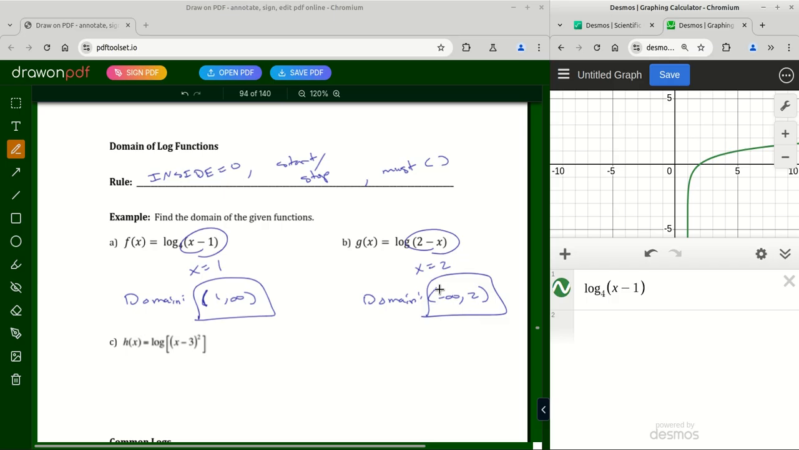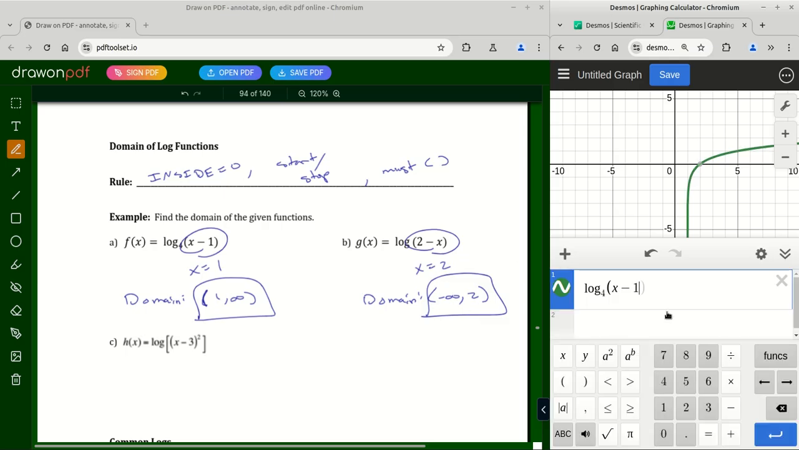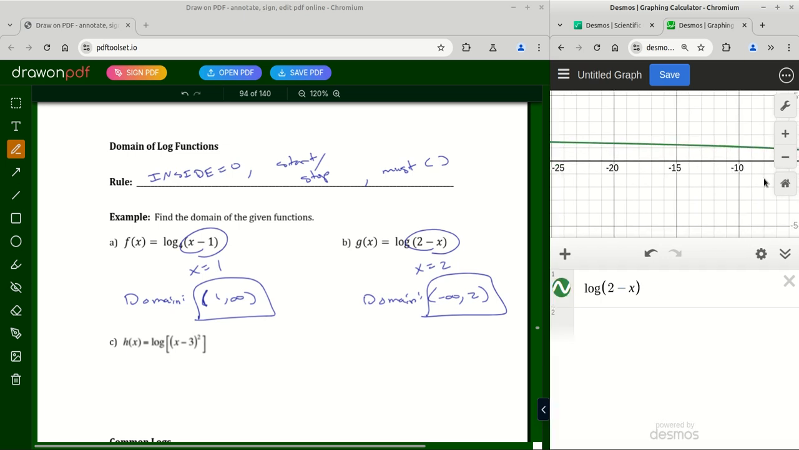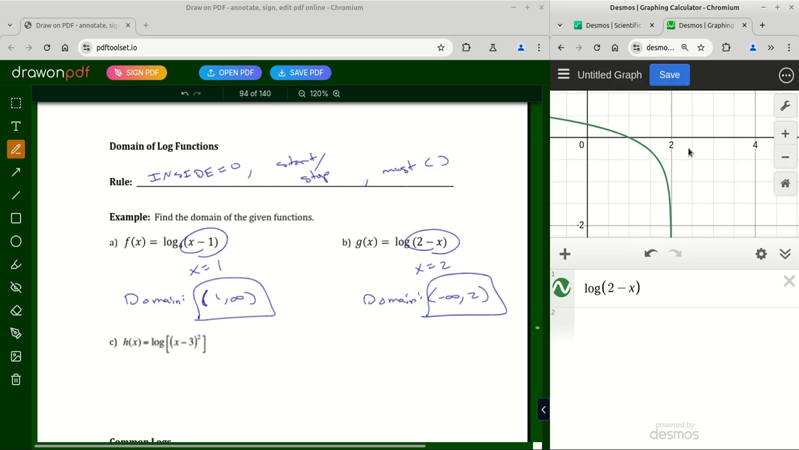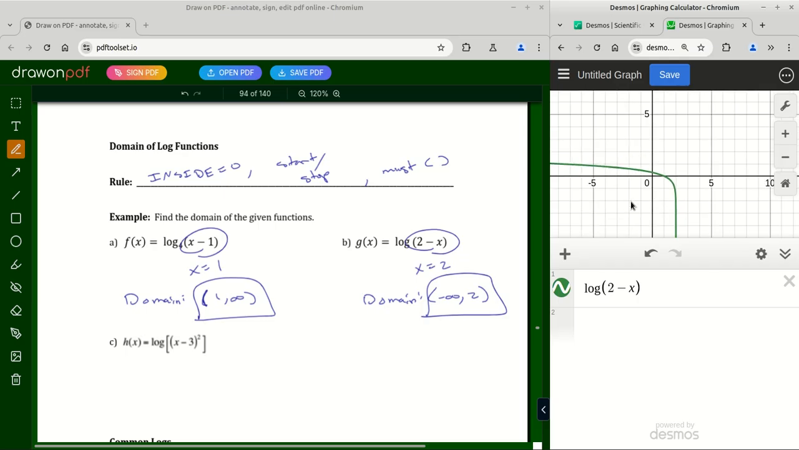All right. So then this guy here, when I graph this, notice there's no base, but we'll talk about that in a minute. I type it in, and look, it came from negative infinity all the way up until, hey, where's it stopping? Where's that vertical line? It stops at 2. Oh, wow. We got it.